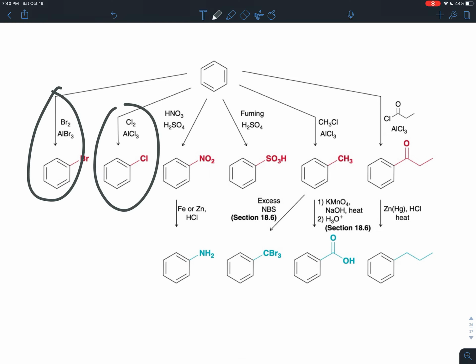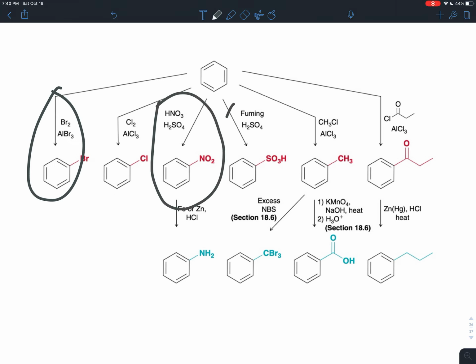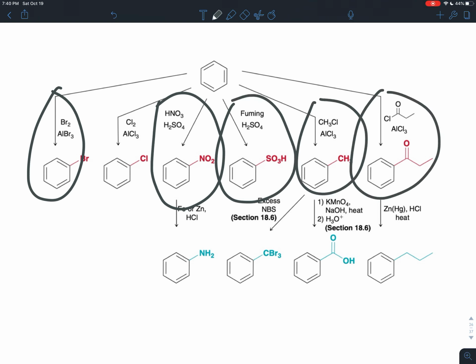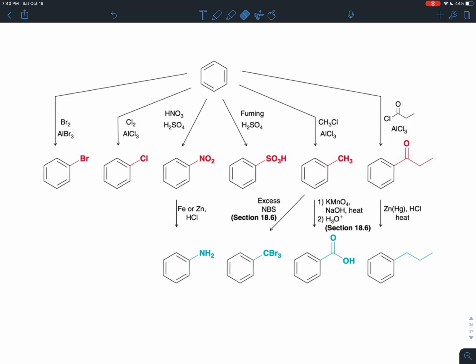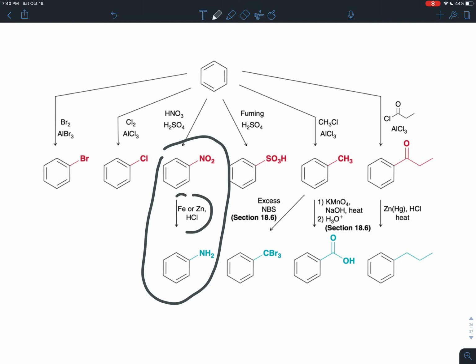You'll recognize bromination; chlorination is very similar. You just replace the bromines with chlorines. You have nitration, sulfonation, Friedel-Crafts alkylation, Friedel-Crafts acylation. So those should all be familiar to you from the mechanisms that you learned. Now if you do nitration, you can reduce the nitrogen. So you can replace the bonds to oxygen with bonds to hydrogen. And you do that just by adding iron or zinc and then HCl.